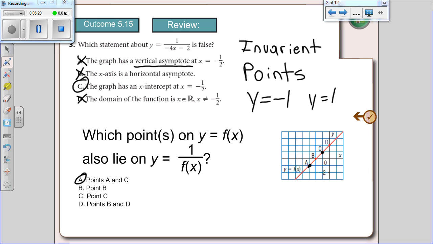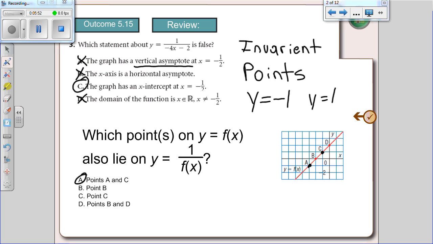Are the points always on the original line? Yeah, they're always on the original line. Is there always two? Great question. Sometimes there's 0. So it all depends on what your graph is going to be. And that's what we're going to do today. Sometimes we're going to have 0 invariant points. Sometimes we're going to have 2. Sometimes we're going to have 1. All depends on the graph.